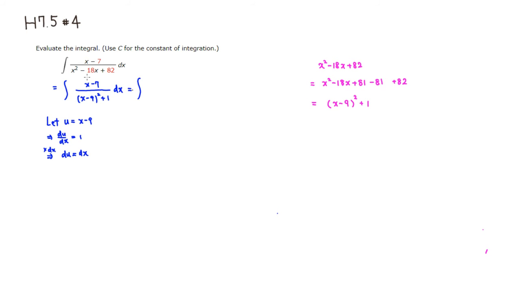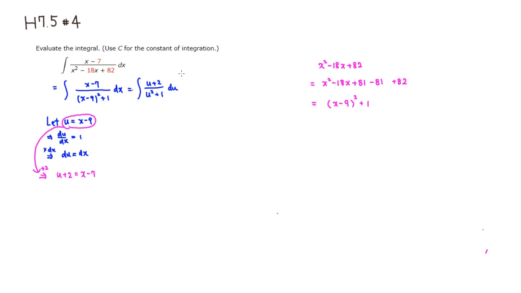We have to rewrite the x minus 7 as well. I have to create the x minus 7, so I'm going to actually add 2. So u plus 2 is the same thing as x minus 7, because I want x minus 7. And here on the bottom, you're going to have u squared plus 1. Then dx and du can be used interchangeably.